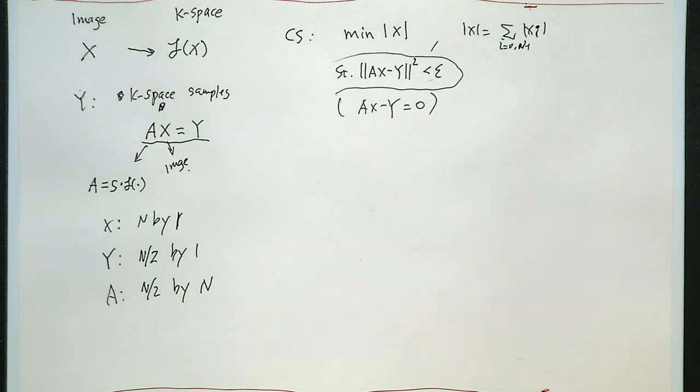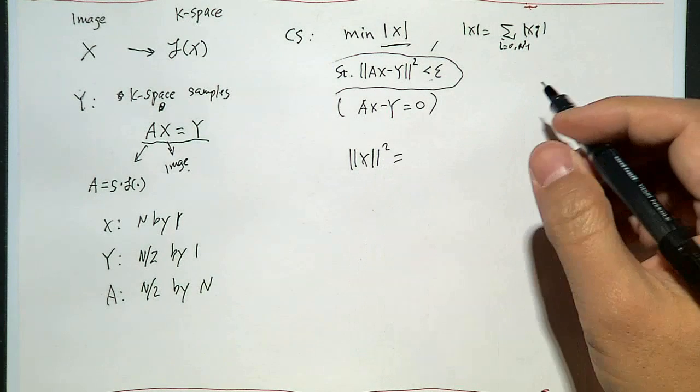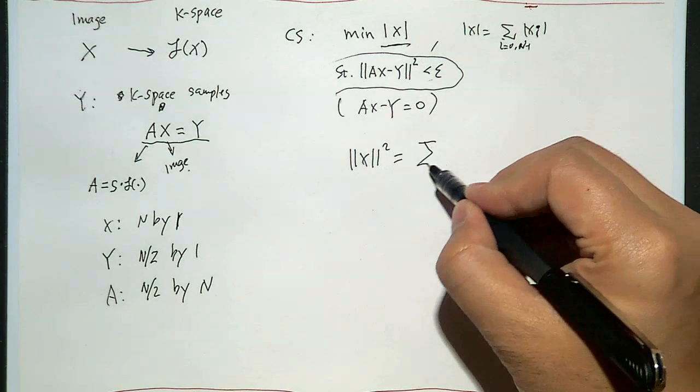So the equation we're solving minimizes the L1 norm of your solution, subject to the condition that it matches the k-space measurements at locations where you do have samples. The math behind this can be very complex. But you might ask, why do you want to minimize the L1 norm? There are so many norms you can choose from. Why don't you minimize the L2 norm of X, which is the sum of the squares?